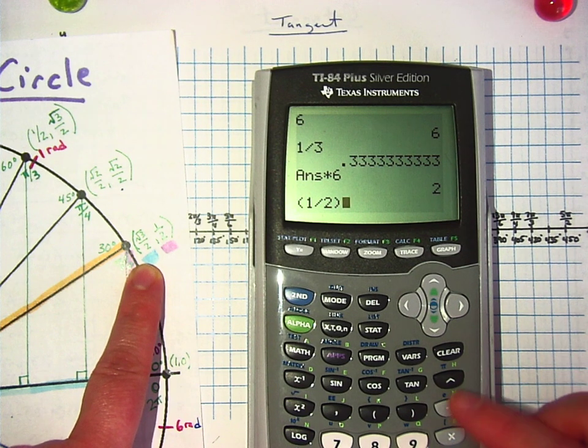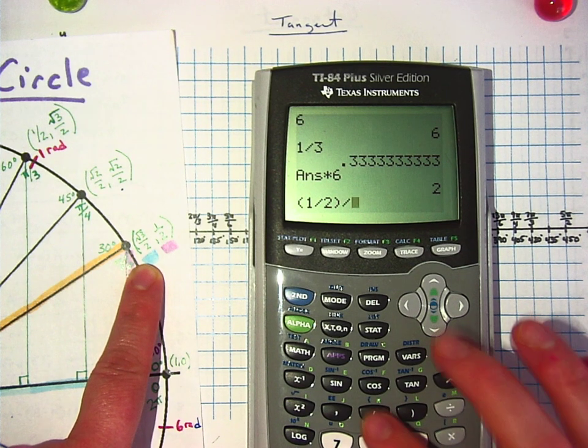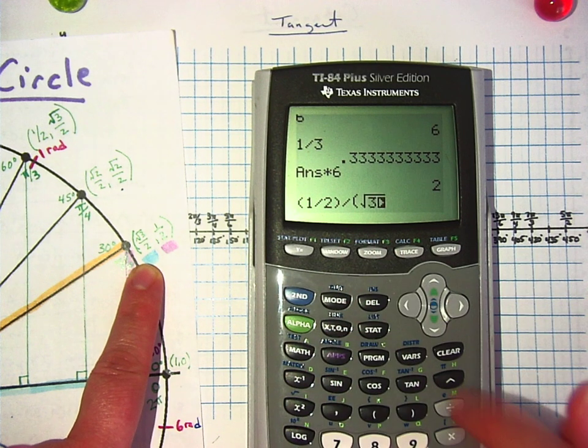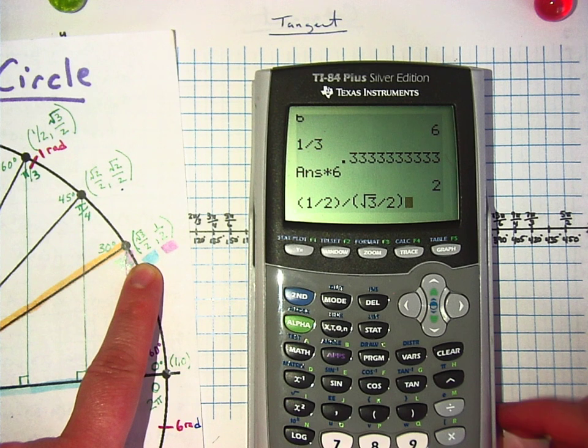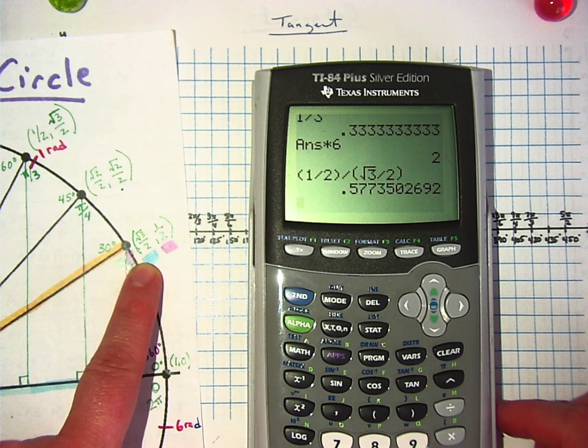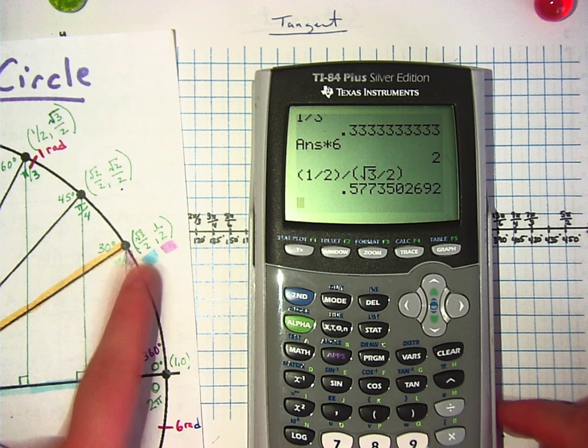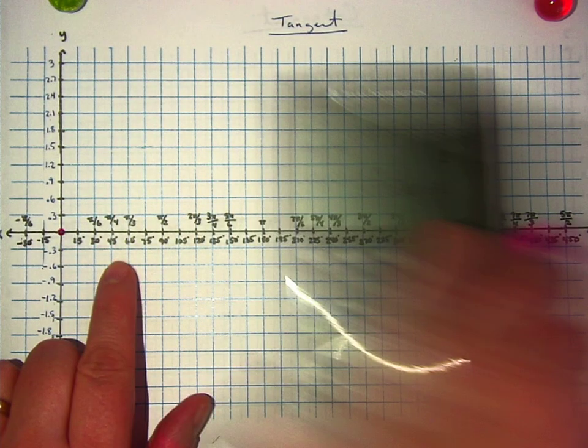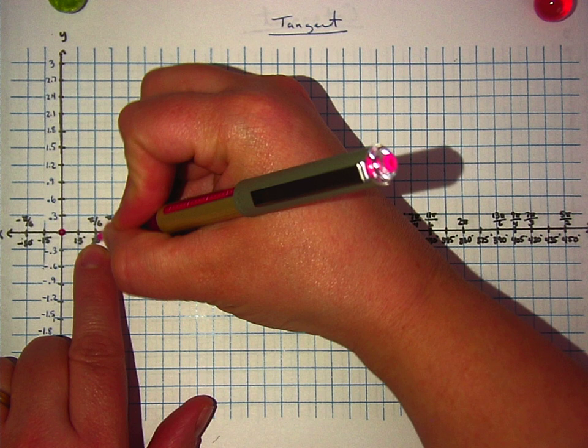So you could put in 0.5 right now. Divide by parentheses the square root of 3 divided by 2. I'm just taking the y divided by the x. I got 0.58. Anybody else get the same thing? Yeah, Morgan? Okay. All right, so 0.58 is what we're putting at 30 degrees.